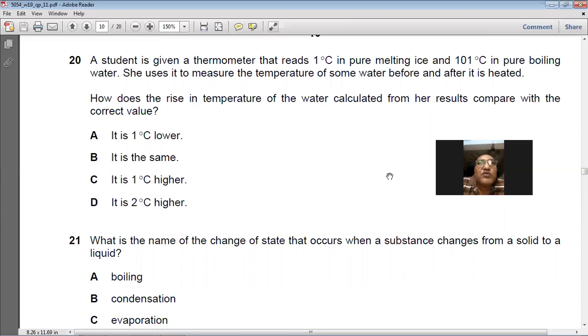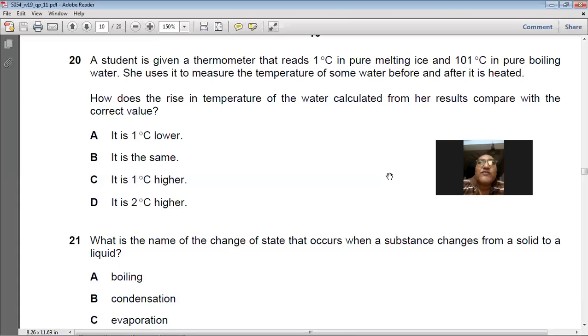She uses it to measure the temperature of some water before and after it is heated. How does the rise in the temperature of the water calculated from her results compare with the correct value? You will calculate the rise in the temperature. It means you will calculate the difference of temperature, or the change in the temperature. So when you calculate the change, you take the final temperature minus the initial temperature.